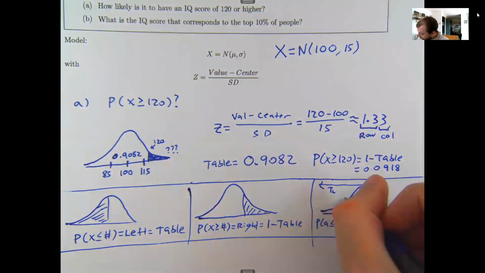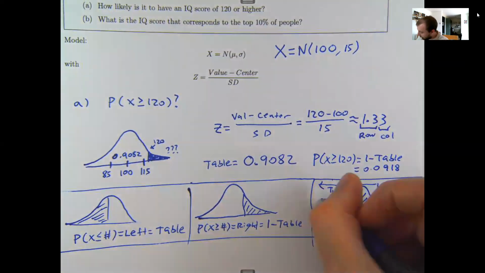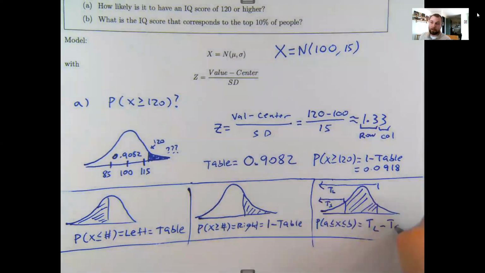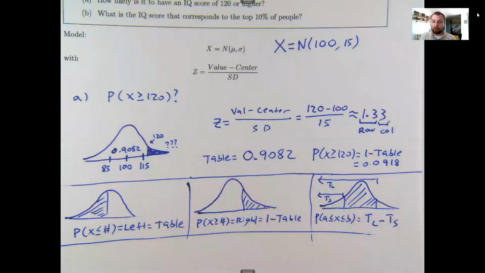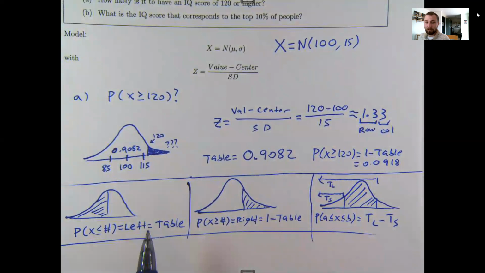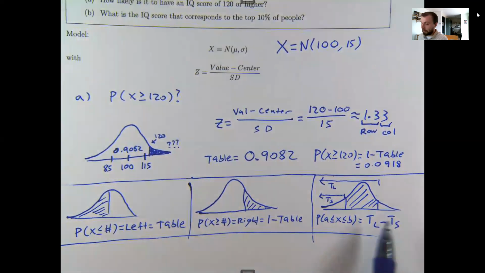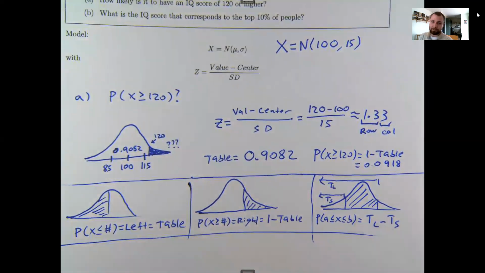The amount that I don't want, that I'll have to take away, is everything from here down, and that's the small table value. So if you have it between two numbers, find the z-score for both, look both of those z-scores up in your table, and then subtract those numbers. So again, left, table; right, 1 minus table; between two values, large table value minus small table value.